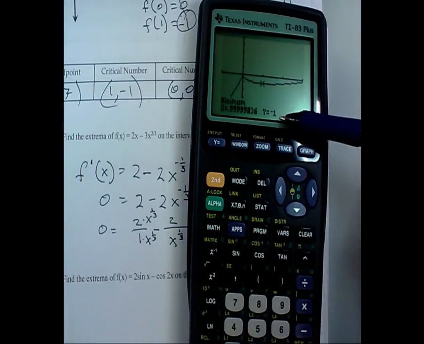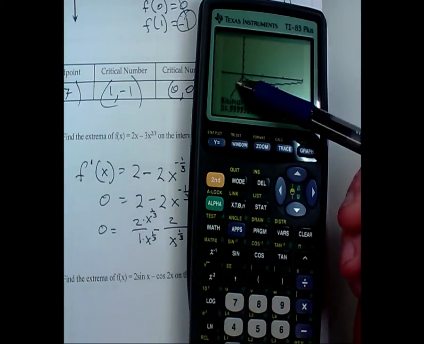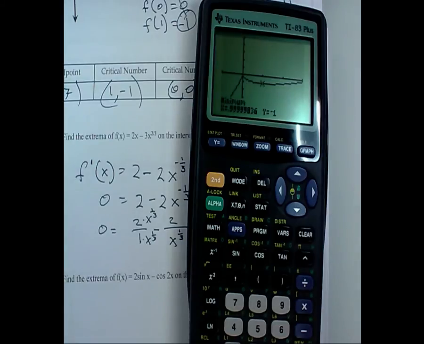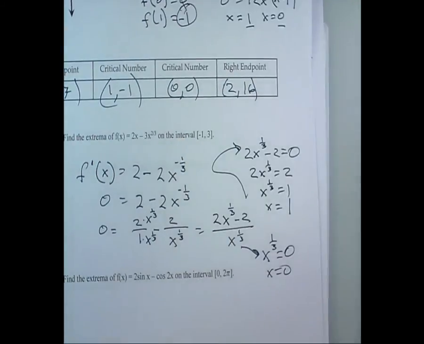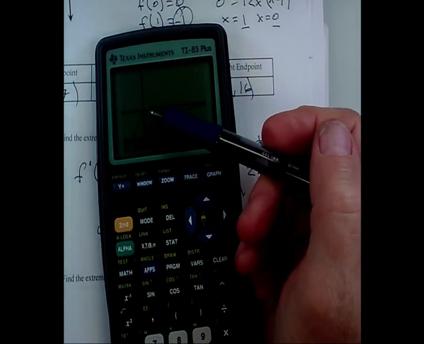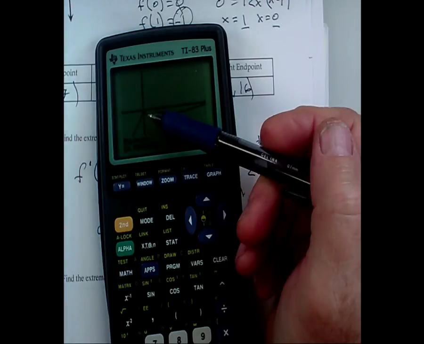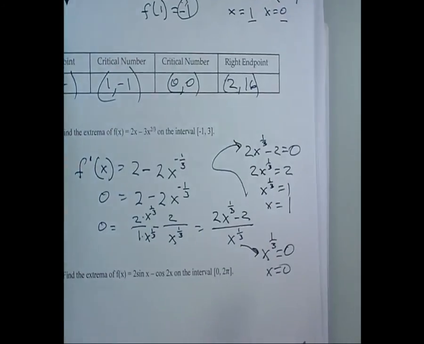Okay, and I get a -1 in there. So that's a relative min, that's a relative max. Does that make sense? But if I didn't look here in the denominator, I would have missed this one at 0, 0. Okay. Find the extrema on this one.